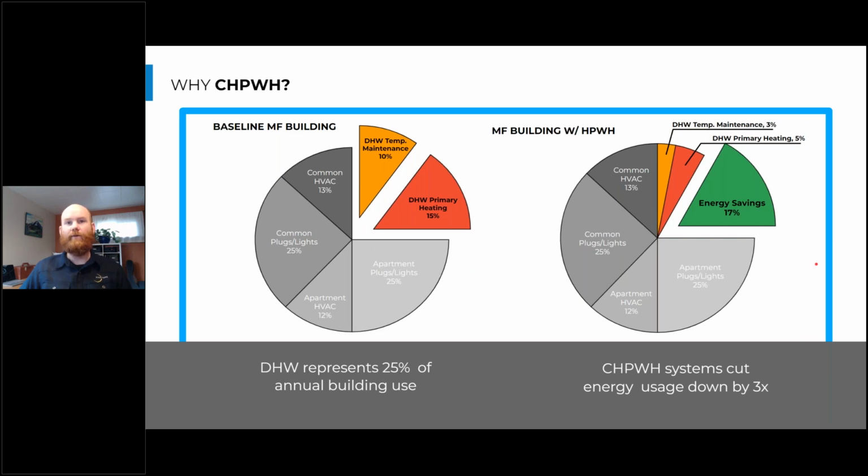But all in all, what I want to drive home here is that a commercial heat pump water heating system in a multifamily building will typically reduce the energy usage by a factor of 3, saving you about 70% of the total building energy use. So this is a great way to achieve LEED Platinum or some other high level of energy efficiency certification. Numerous programs are out there, but LEED is probably the most common one we're all familiar with.